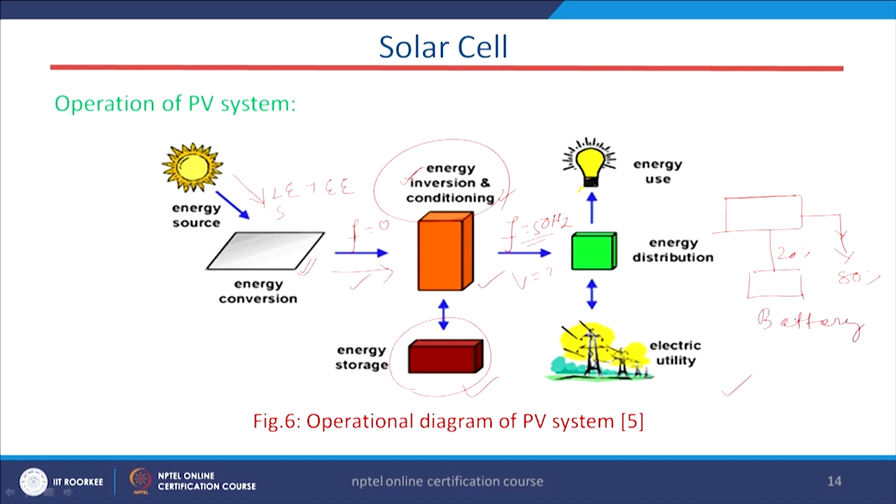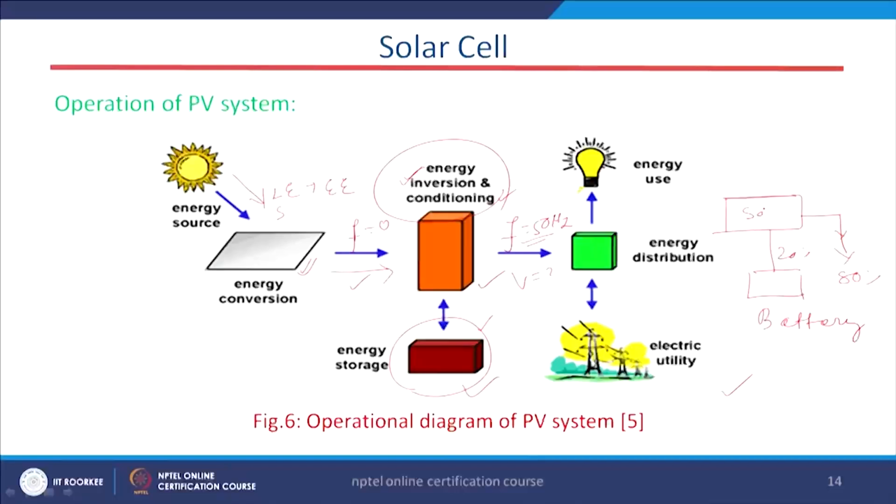So, that is the meaning of this energy storage. If any surplus energy is there as far as the solar energy system is concerned, we can always store it, and when it is required, let us say this solar energy is not produced during the night time, this 20% energy we can always divert to the load side. That is the benefit of the storage system in case of the solar energy system.